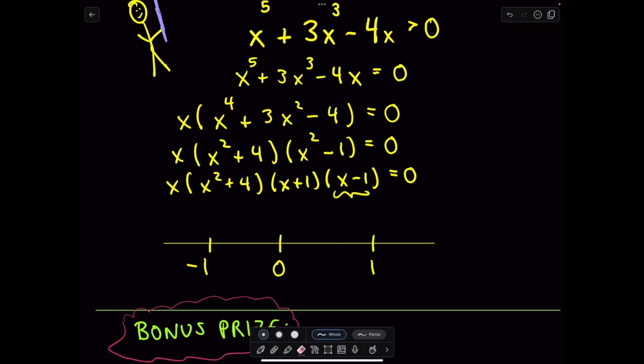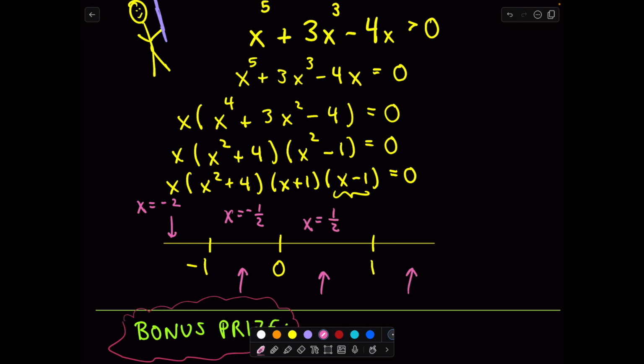Well, what would I do? I would now take test points, just like before. Something smaller than negative 1, maybe I could use x equals negative 10. Something between negative 1 and 0, maybe I could use x equals negative 1/2. Something between 0 and 1, maybe I could use x equals 1/2. And then something larger than 1, I'm going to use x equals 10.